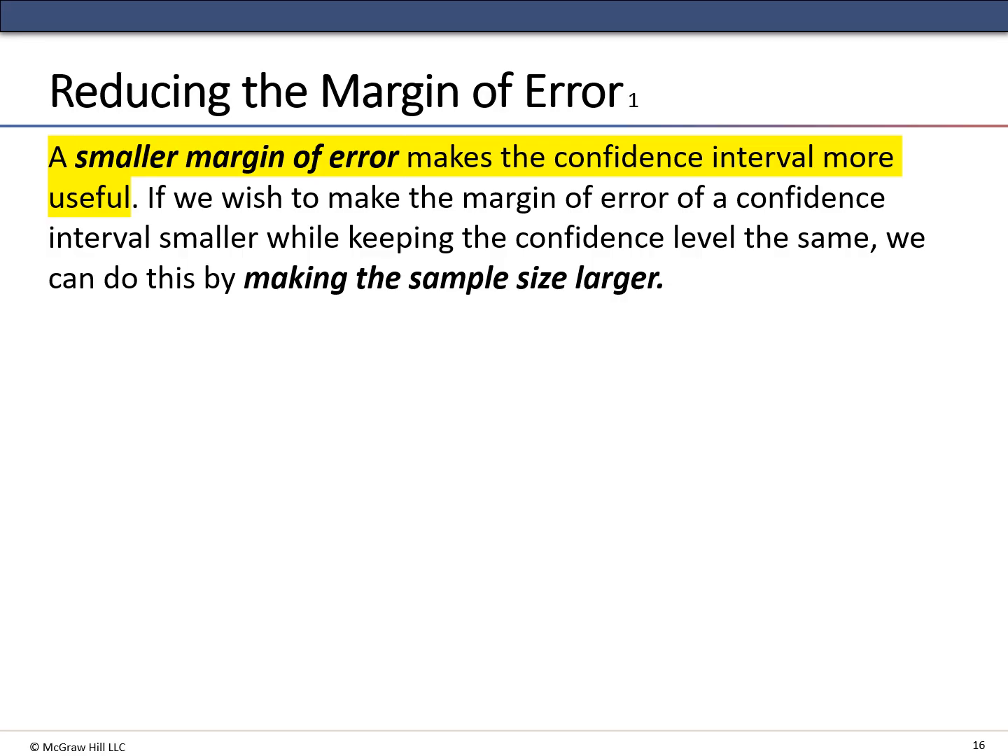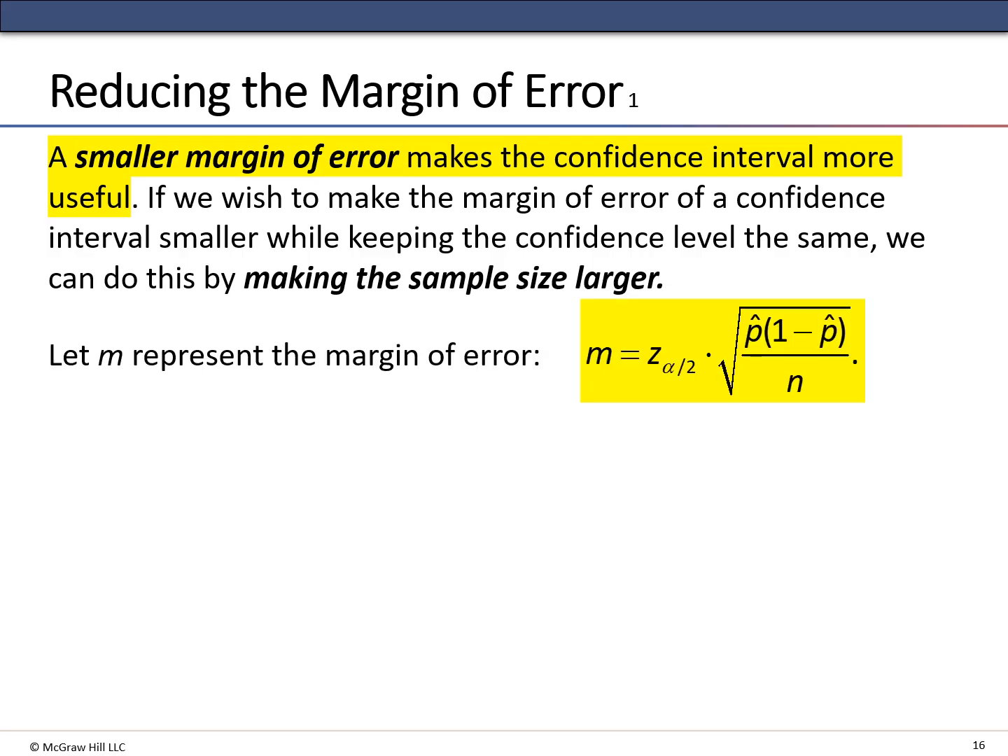A smaller margin of error makes the confidence interval more useful. If we wish to make the margin of error of a confidence interval smaller while keeping the confidence level the same, we can do this by making the sample size larger.